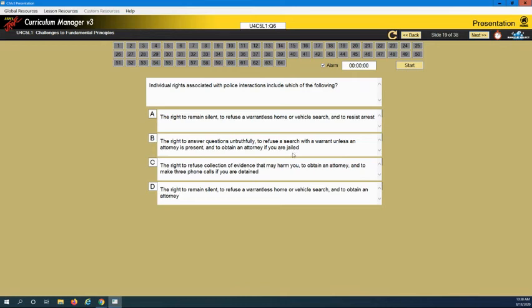And you do have the right to obtain an attorney, the right to refuse collection of evidence that may harm you, to obtain an attorney, and to make 3 phone calls if detained. Nope, 1 phone call. You have the right to remain silent, to refuse a warrantless home or vehicle search, and to obtain an attorney. That answer is definitely going to be D. Remember, always ask for an attorney.